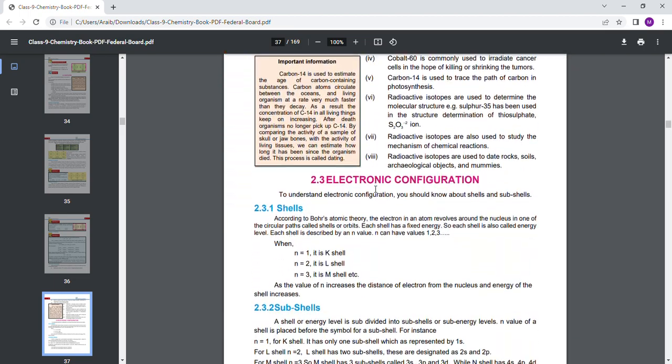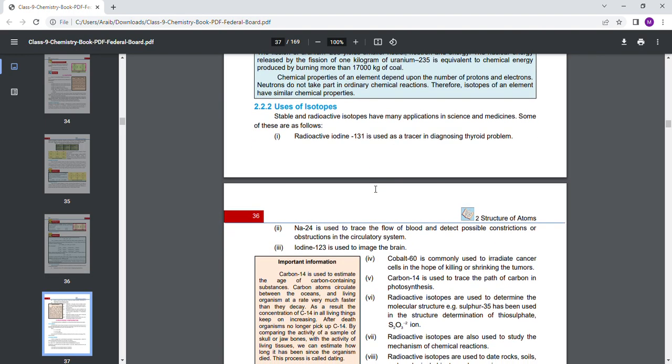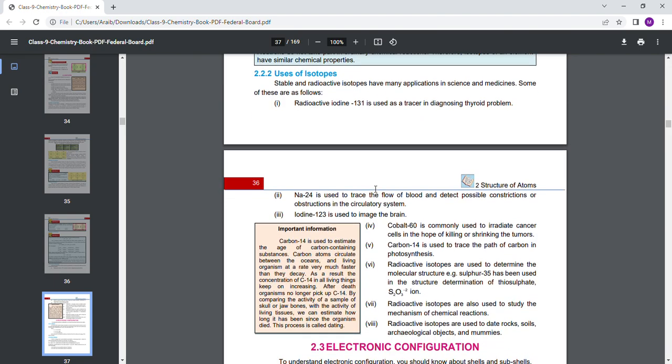Number one, radioactive iodine 131 is used as a tracer in diagnosing thyroid problems. Na-24 is used to trace the flow of blood and detect possible constrictions or obstructions in the circulatory system. Iodine 123 is used to image the brain. Cobalt 60 is commonly used to irradiate cancer cells in the hope of killing or shrinking the tumor. Carbon 14 is used to trace the path of carbon in photosynthesis.